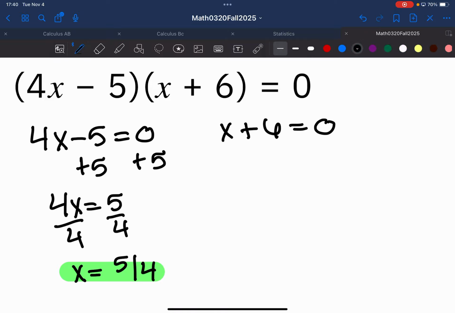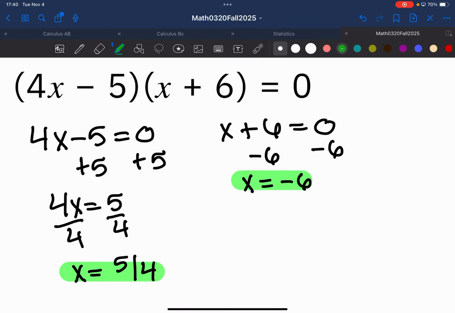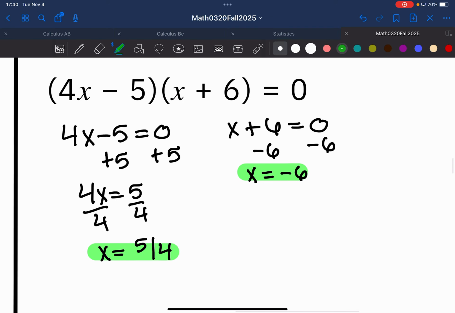And then for this next one, I subtract 6, and so I have x is equal to negative 6. So again, on these examples, they factored it for us, and we're doing the solving part first.